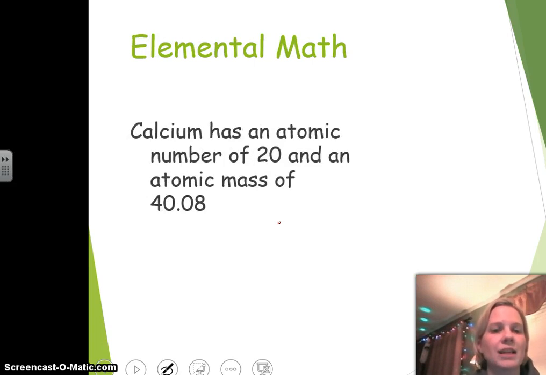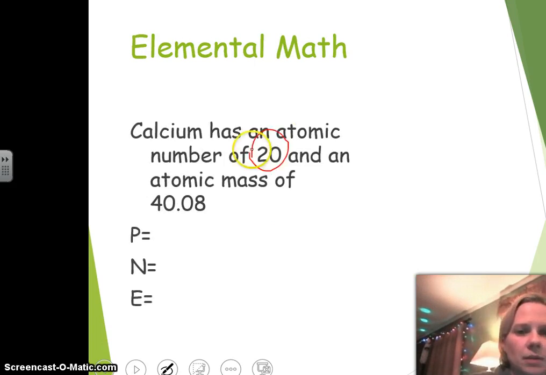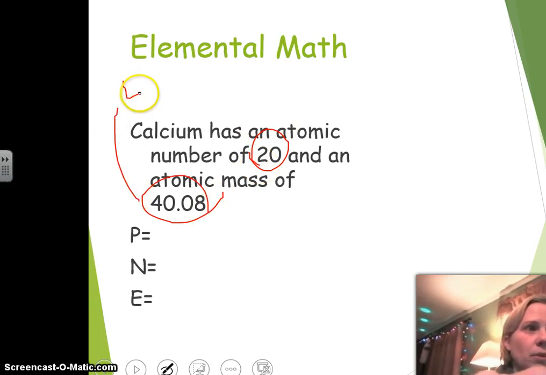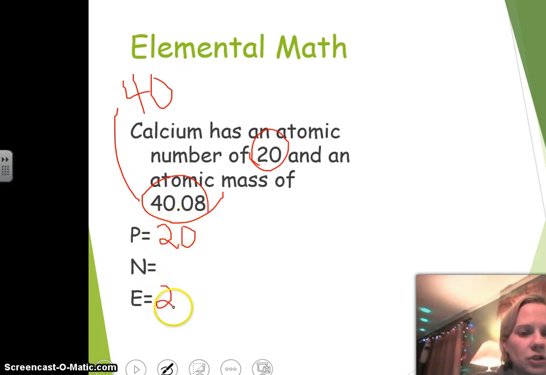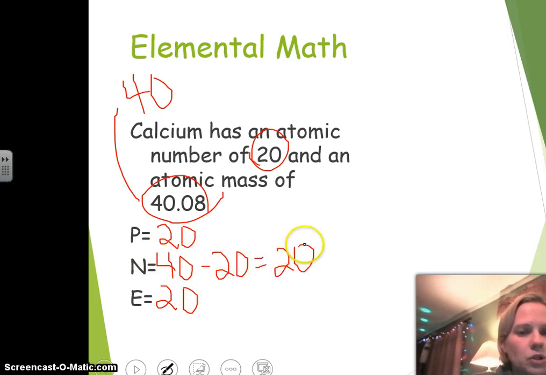All right, let's look at calcium. We'll do the same three things here. Calcium has an atomic number of 20 and an atomic mass of 40.08. Remember, we want to make that 40. My proton number is 20. My electron number is 20. My neutron is 40 minus 20, which is 20.